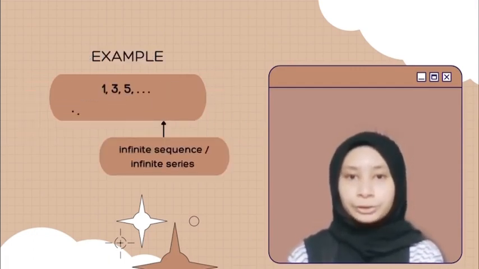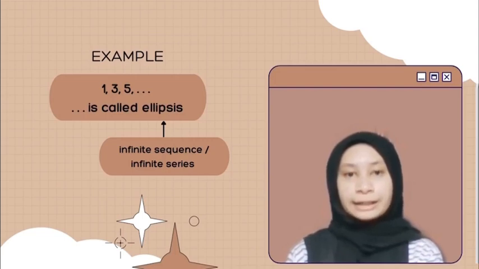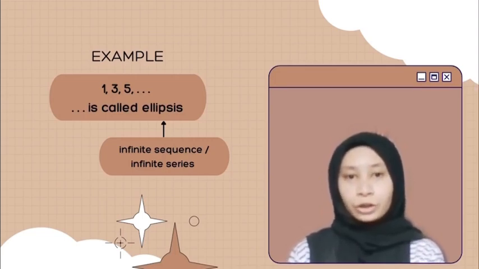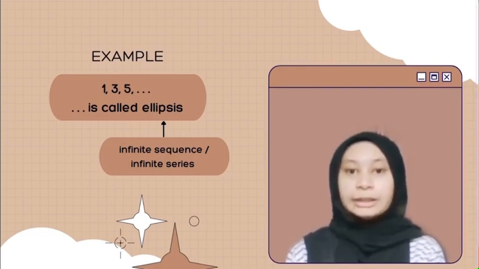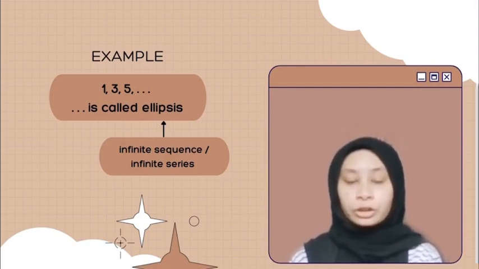Example of a sequence: 1, 3, 5, and three dots. The three dots are called an ellipsis. An ellipsis is written after the last term. It represents an infinite sequence or infinite series.